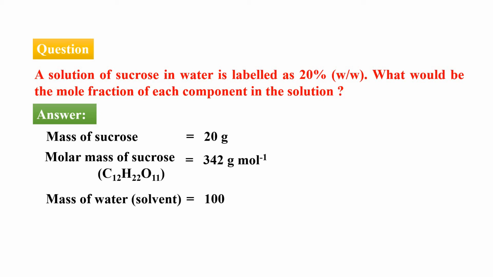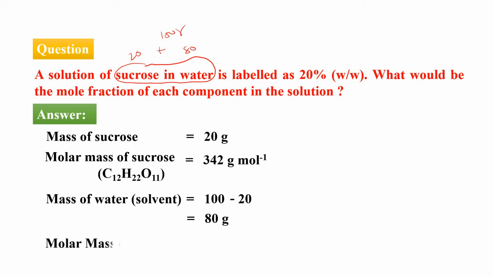That means how much it will be? 80 grams, isn't it? So the mass of water should always be 100 minus 20, that equals 80 grams here, because the solution is made up of sucrose and water. If it is 20 grams sucrose, definitely it will be 80 grams water. Total equals what here? 100 grams here.